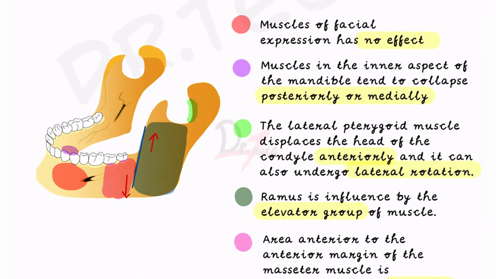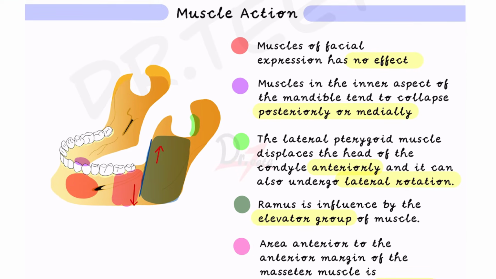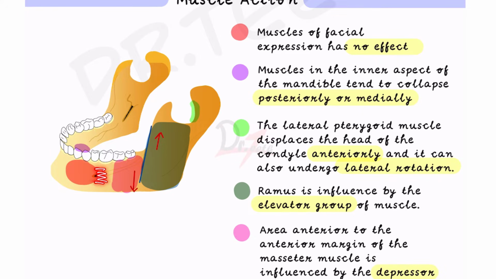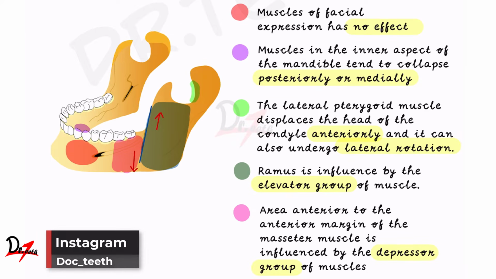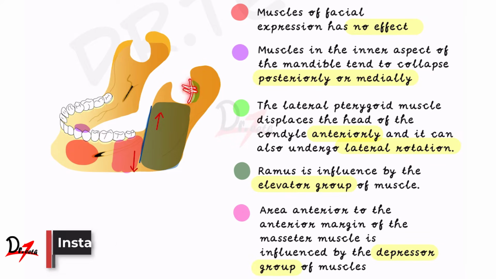Now we will see the muscle action. Here I have tried to explain. The muscles of facial expression which attach to the anterior surface of the mandible have no effect. They don't affect the movement of the fragments when there is a mandibular fracture. There are a few muscles on the inner aspect of the mandible, like the geniohyoid and genioglossus. They tend to collapse the fragment posteriorly or medially. Then we have the lateral pterygoid muscle which attaches somewhere here. Since it attaches near the head of the condyle, it will displace it anteriorly and it may also undergo lateral rotation.